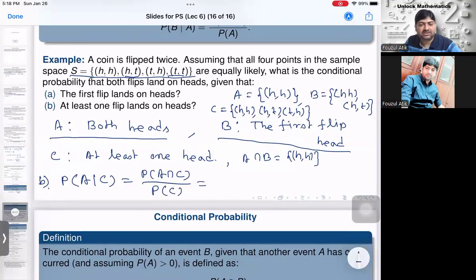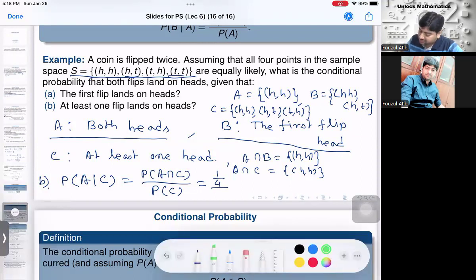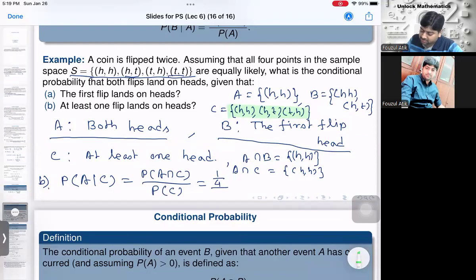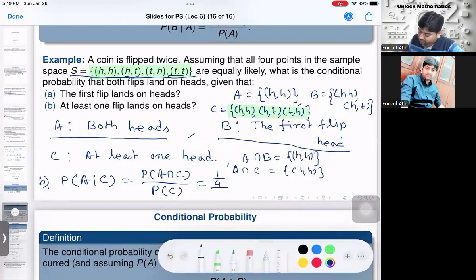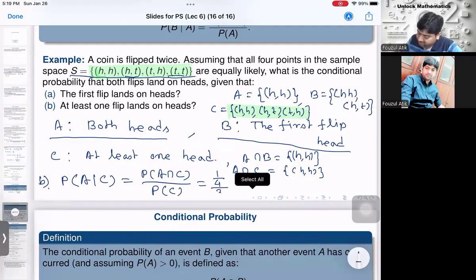Now what is A intersection C? It is again only one event, A, H, H. So A intersection C is equal to only one outcome, H, H. So the probability of that is 1 by 4, divided by the probability of C. What is that? It is 3 by 4, because C contains 3 outcomes. The total number of outcomes is 4. So the probability of C is equal to 3 divided by 4. If I simplify, I get the value 1 by 3.